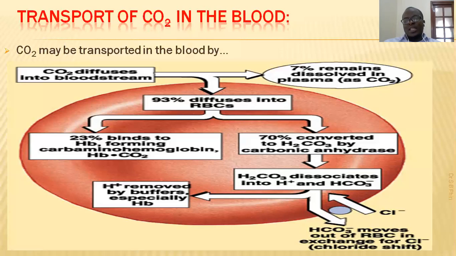But once it gets to the lungs, it needs to diffuse back into the red blood cells. Then it will react with the hydrogen ions. Once it reacts with the hydrogen ions, it will be converted into carbonic acid. This carbonic acid now will dissociate into water and carbon dioxide. The carbon dioxide will be exchanged for oxygen. So it's just a reverse reaction that is taking place within the lungs once you have transported your bicarbonate there.